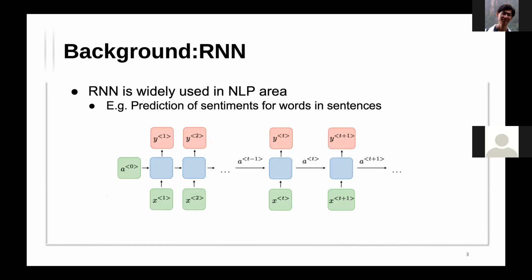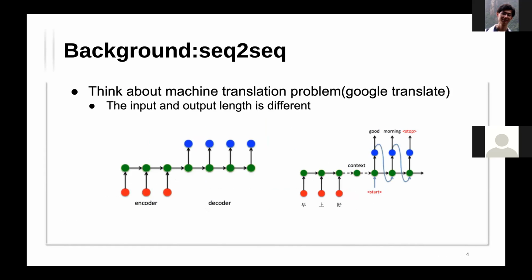Okay. So, a little recap from recurrent neural networks. I believe I talked about them in my last presentation, where we were talking about a task to predict the sentiments for words in sentences. But today we can think about another task in NLP, which is called machine translation. You may already know about it, like Google Translate.